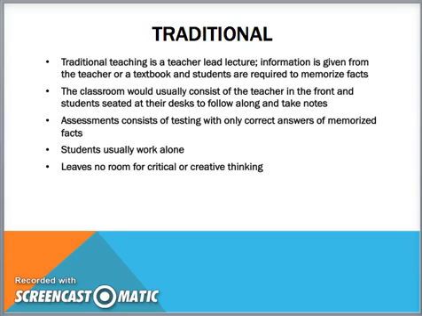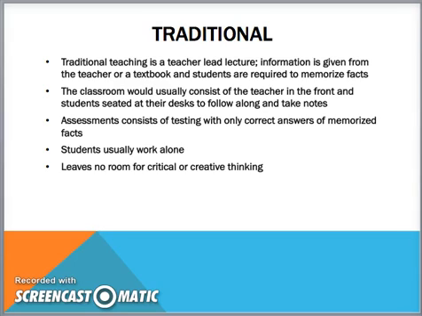Traditional lessons and traditional teachings. Traditional teaching is a teacher-led lecture. Information is given from the teacher or a textbook, and students are required to memorize facts. So just like dates, presidents, 2 times 2 equals 4, just simple things like that. We're expected to memorize based on facts only and not so much why things are.